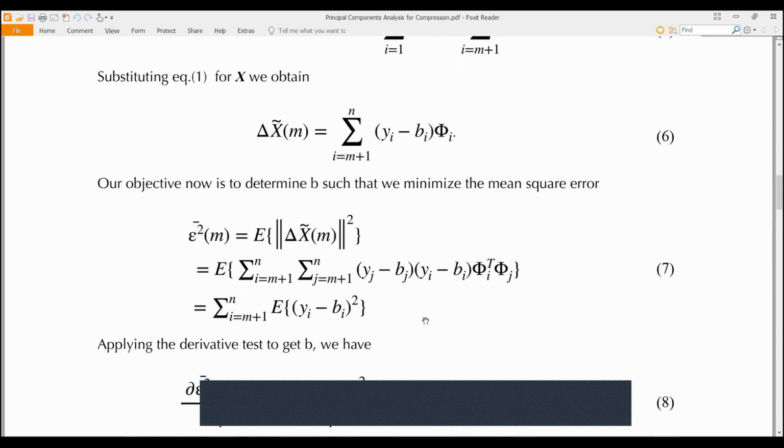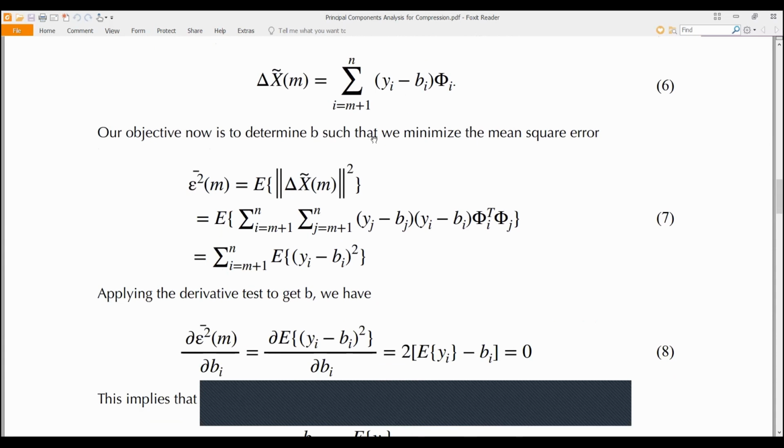Our objective now is to determine these b's such that we minimize the mean square error. So, let's define the mean square error this way. This is equal to the expectation of the norm of delta x squared. Okay?